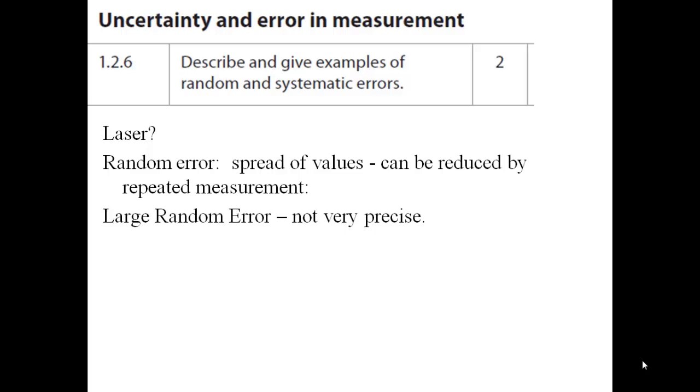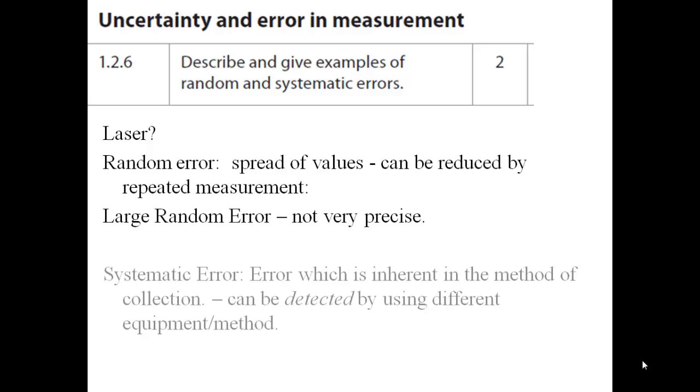If we have a large random error, the device that we're using is not very precise. If we have a very small random error, if all the points are very close together, we have a very precise instrument. On the other hand, we have what's called a systematic error. This is an error which is inherent in the method of collection, and you can detect it by using different equipment or by using a different method.